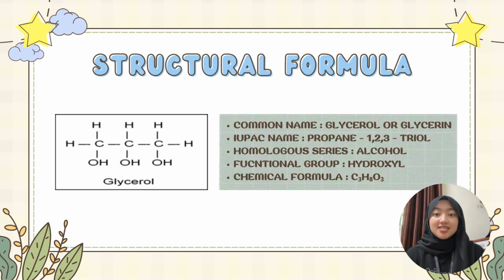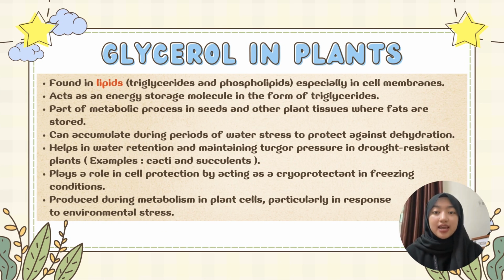As we can see, this is the structural formula of glycerol. Glycerol consists of 3 carbon atoms, each carbon bonded to a hydroxyl group which is OH. Another common name for glycerol is glycerin. The IUPAC name for glycerol is propane-1,2,3-triol. Next, the homologous series for glycerol is alcohol, whereas glycerol's functional group is hydroxyl. Its chemical formula is C3H8O3.